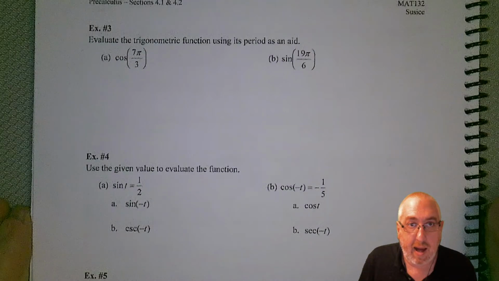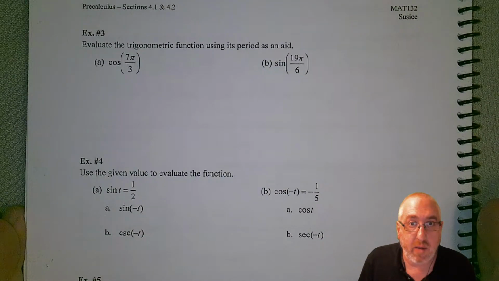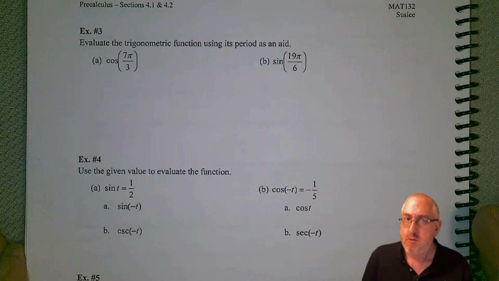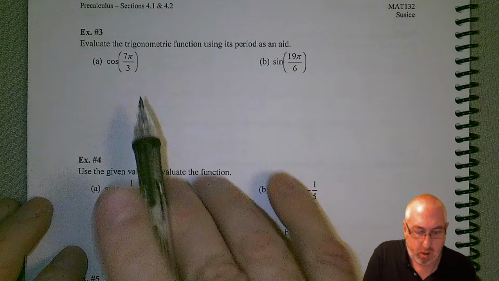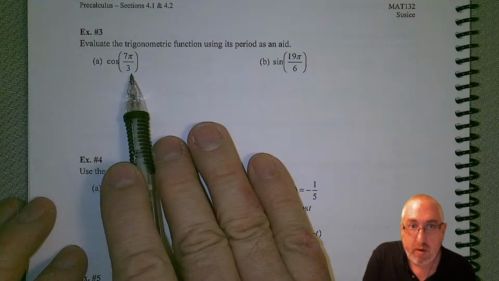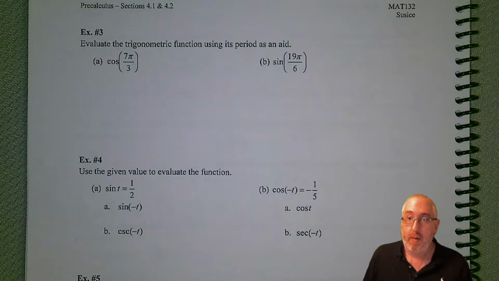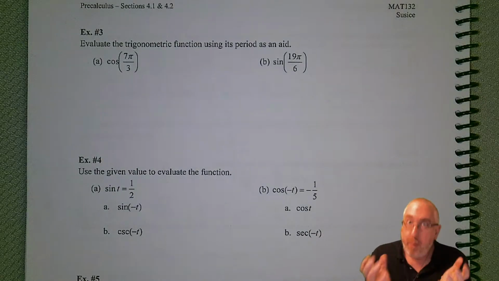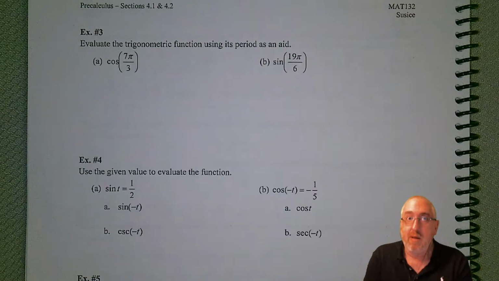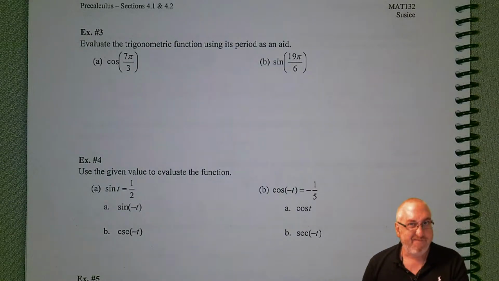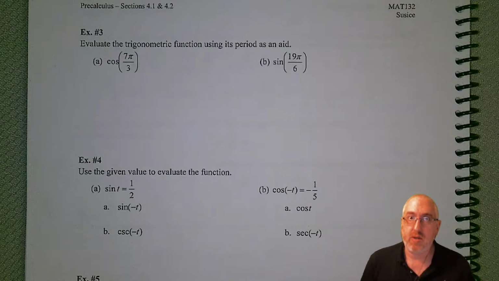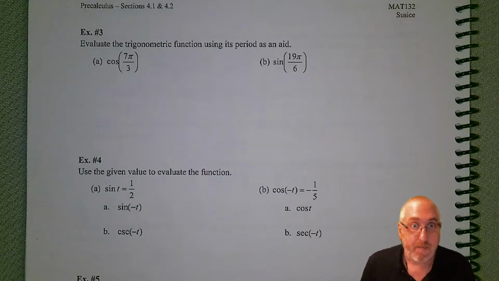So we have: evaluate the trigonometric function using its period as an aid. We have the cosine of 7 pi over 3. Now remember, we have that unit circle. We have all those nice special angles in there. But is 7 pi over 3 on that unit circle? No, it's not on that unit circle because it's way too big. Specifically, it's bigger than 2 pi, right?